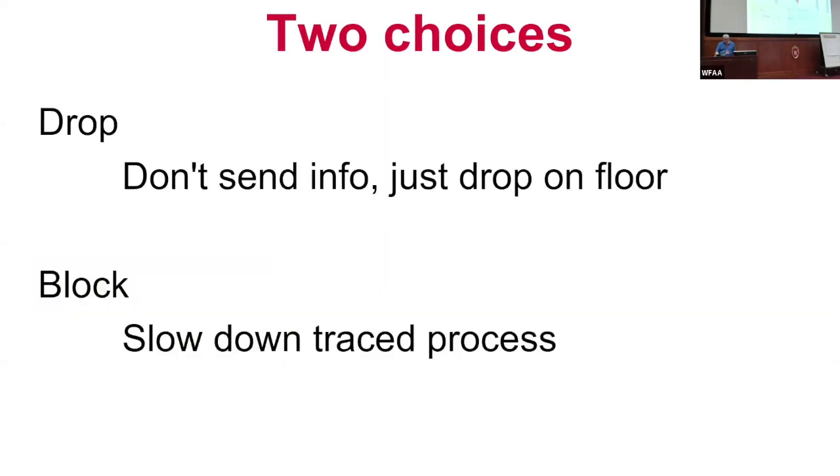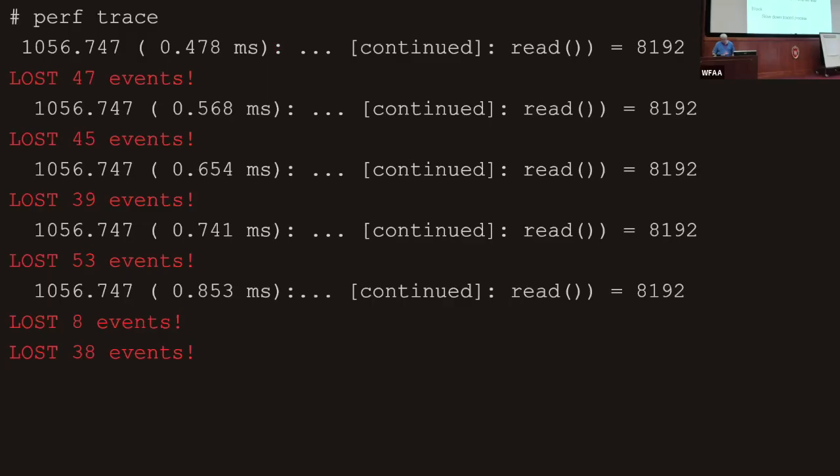No? I mean, there's two choices, right? The kernel could either drop data, just drop it on the floor, sort of the Ethernet approach, or it could block and slow down the trace process, which would be good for the admin, but maybe deadly for the user. So, you got two choices, and which one you want kind of depends on your use case. It turns out that perf actually drops the events, which is something you should know about.